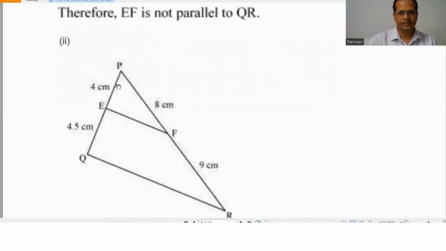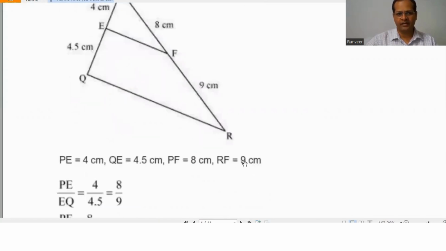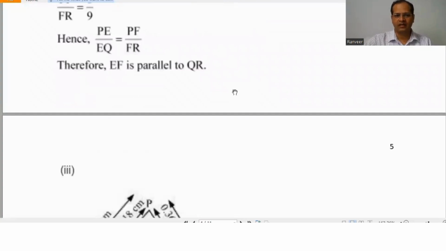Second case. From the given diagram, PE by EQ and PF by FR. So we have to see the value after doing the substitution. PE by EQ equals 8 by 9, PF by FR equals 8 by 9. So both values are the same, so both lines are parallel. EF is parallel to QR.